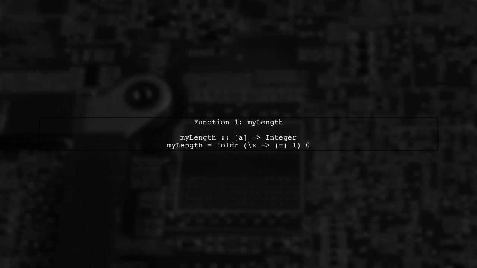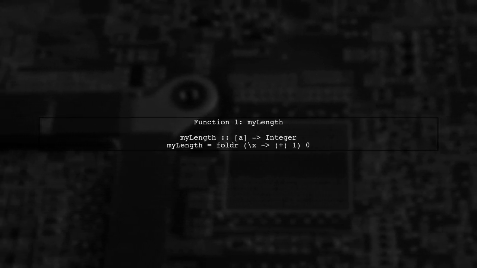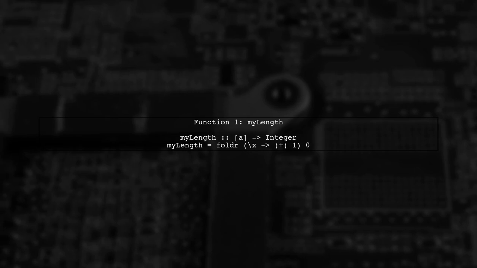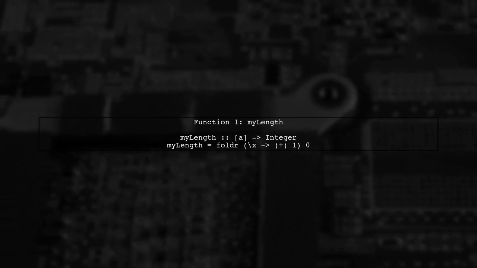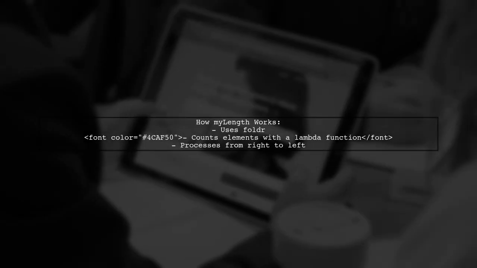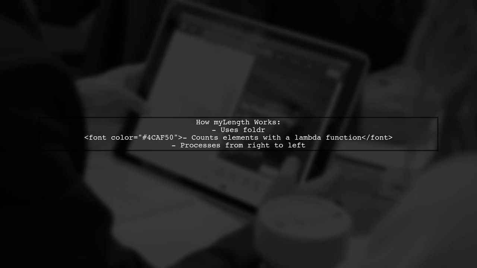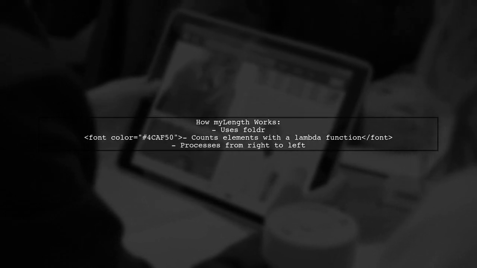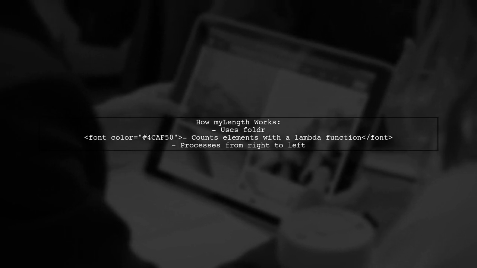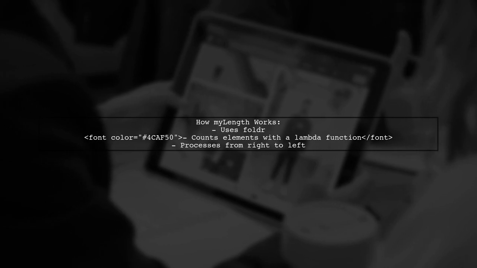Let's begin by examining the two implementations of the length function in Haskell. The first function is called myLength. This function uses foldr, which is a higher order function that processes each element of the list from right to left. It applies the lambda function to each element, effectively counting them.